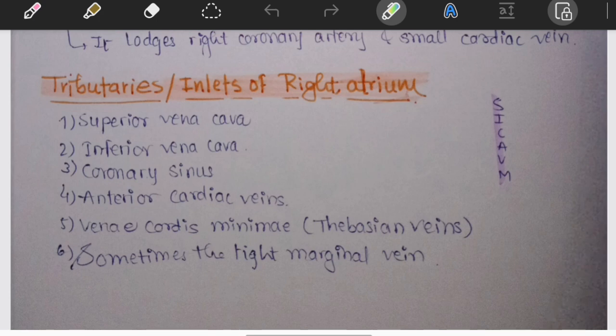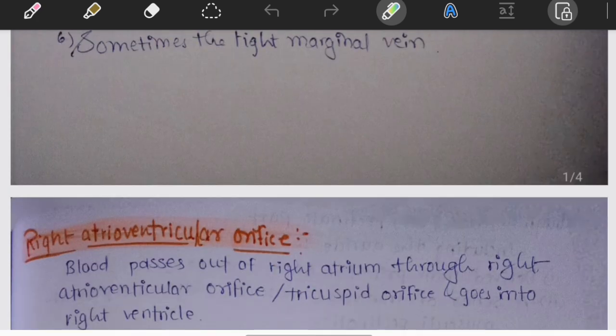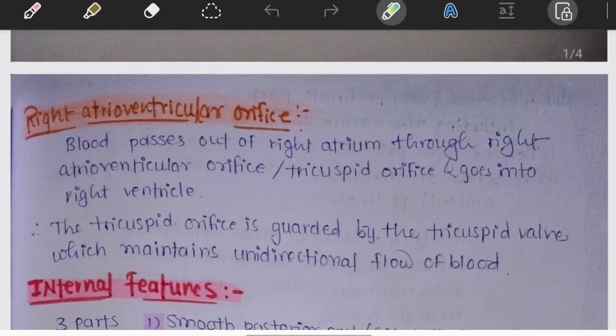Here is the memory trick for this: superior vena cava, inferior vena cava, coronary sinus, anterior cardiac veins, venae cordis minimae, and sometimes marginal veins. Sometimes. So we will study the next part, that is the right atrioventricular orifice.